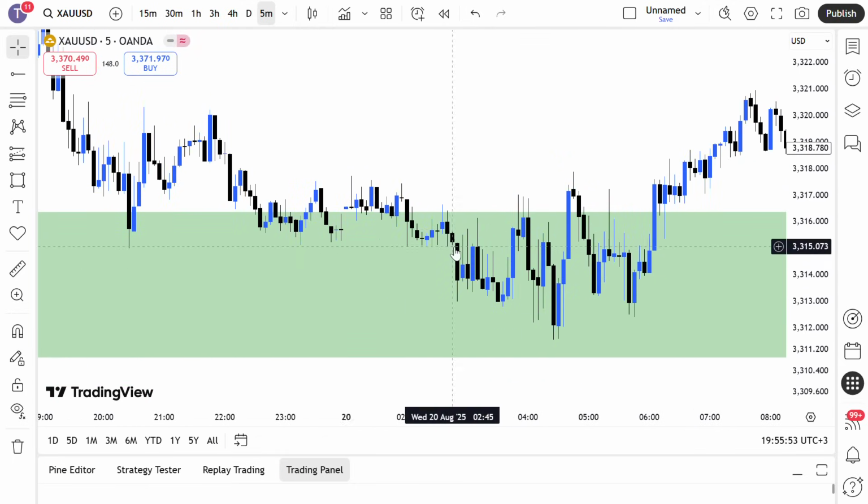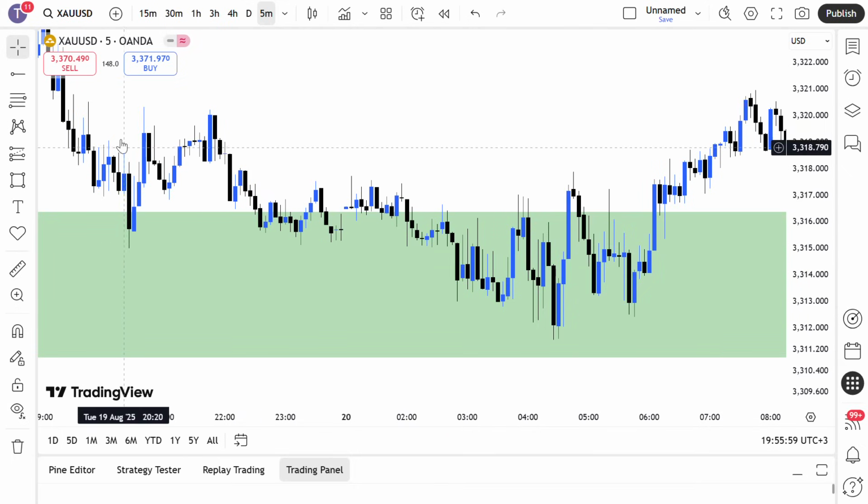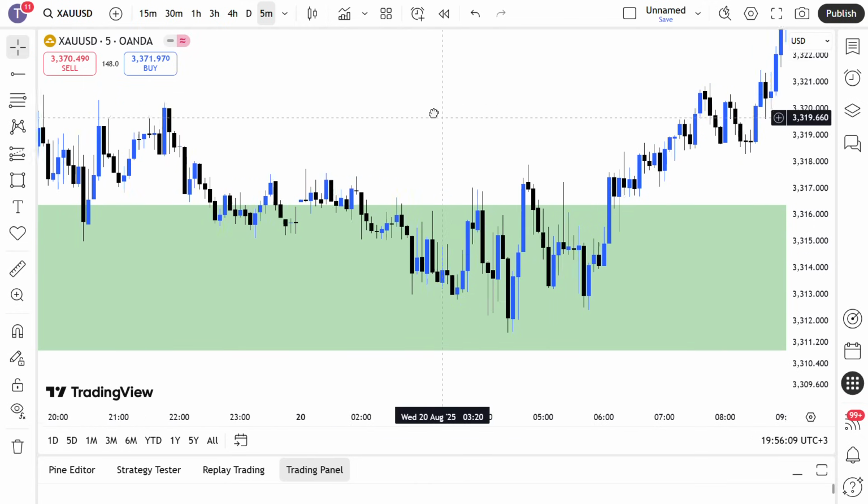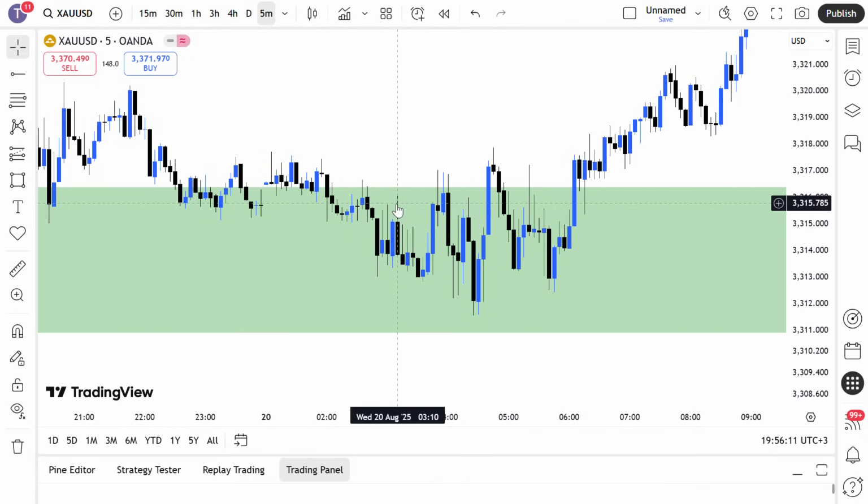So in this case here, we have this pullback to the upside, and then we have the break of structure. This pullback came up to sweep this inducement, and that means this is the last strong high that was created before the break of structure. And after this break of structure, we have this first pullback. You can see this pullback, and then we have the break to the downside, but this is not a very good pullback.